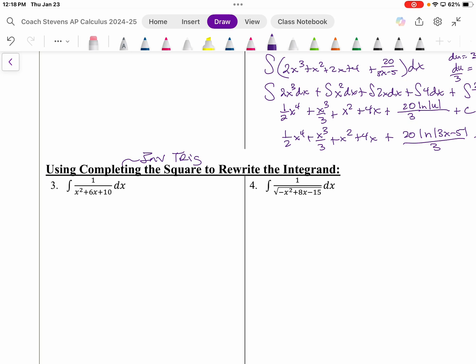Or like here, I see a 1 over the square root. Well, I'm thinking maybe inverse sine, or maybe inverse cosine or whatever. Right now I'm not using inverse secant because there's no absolute value of x outside.